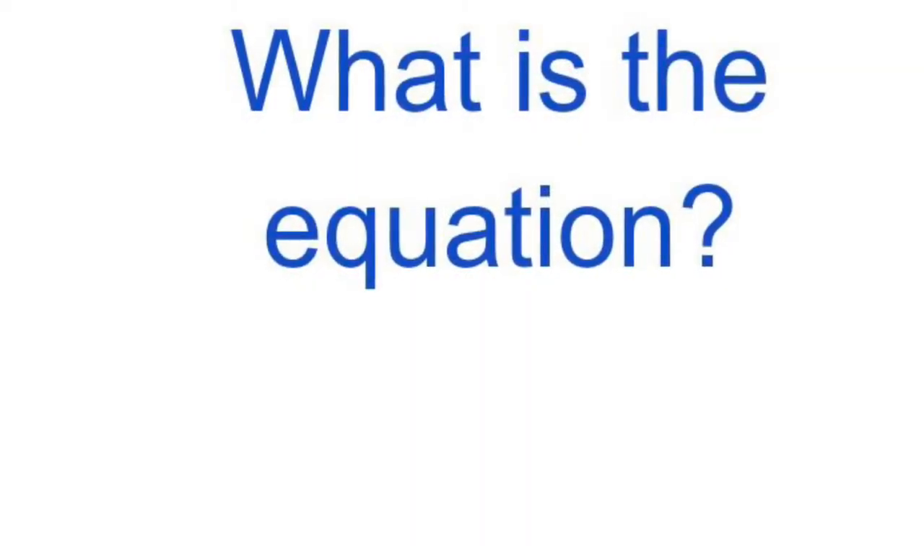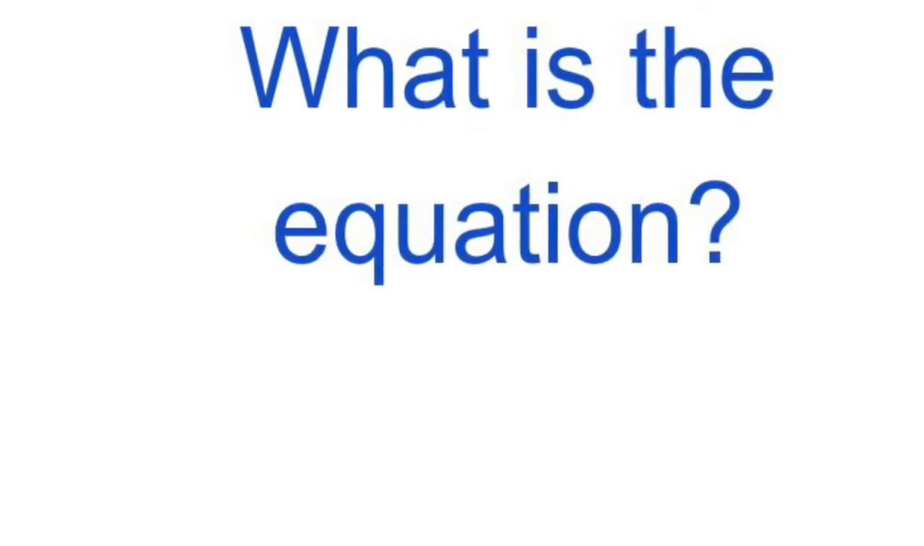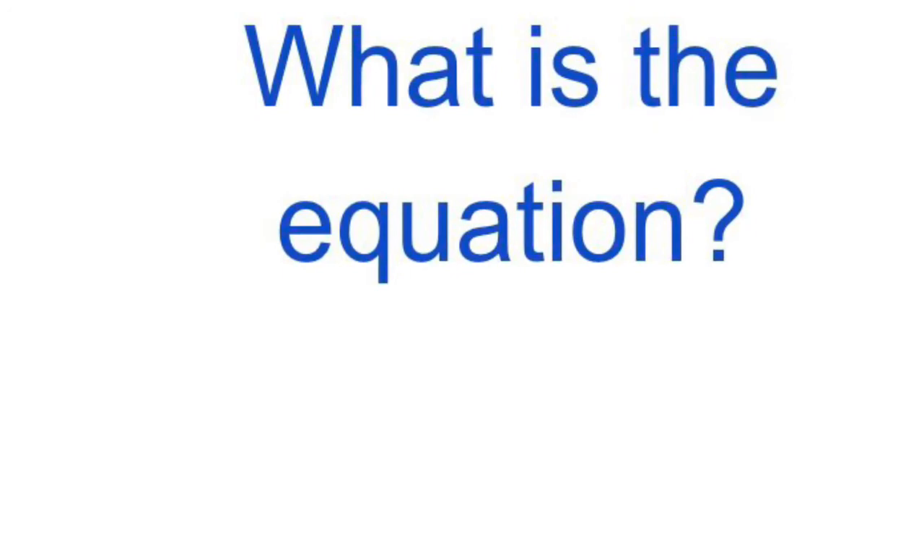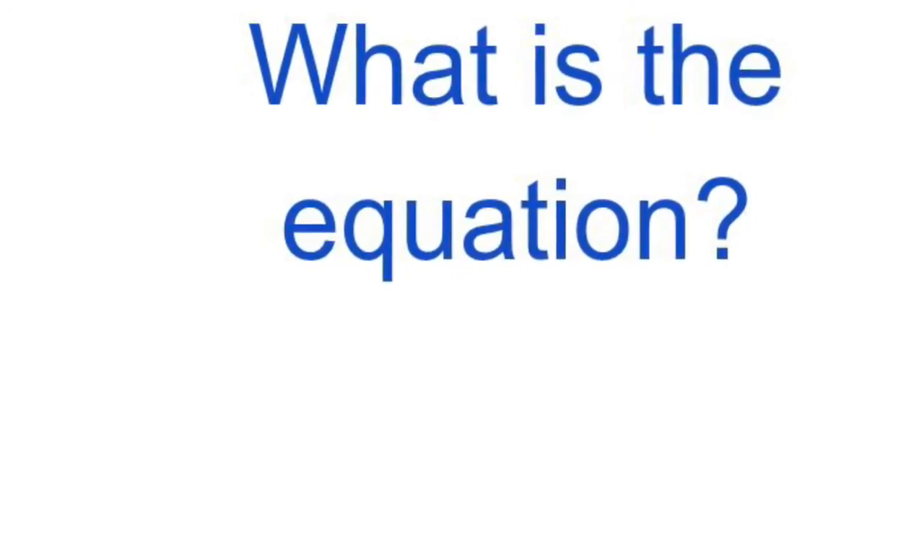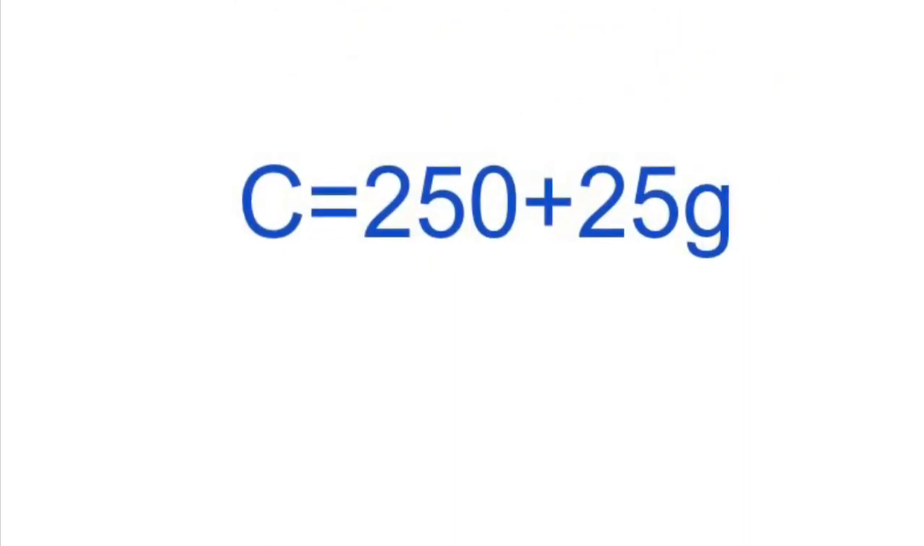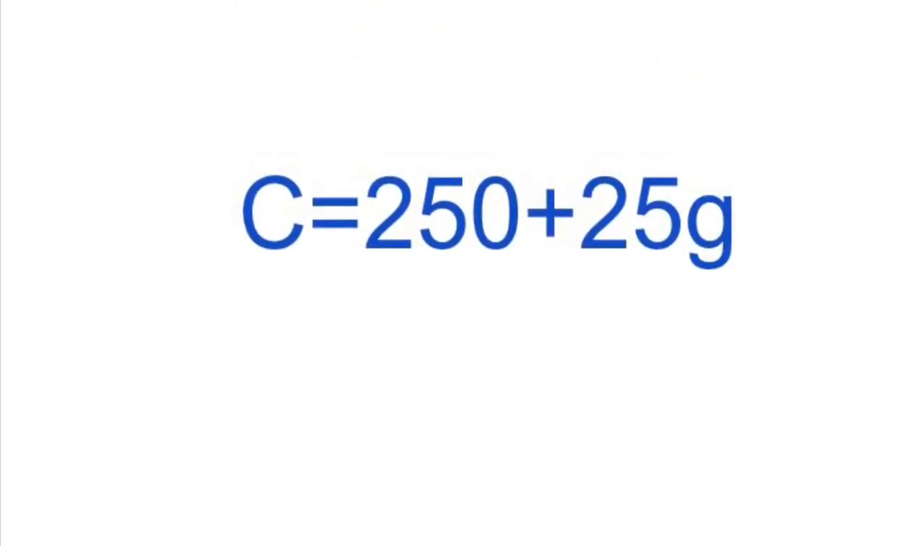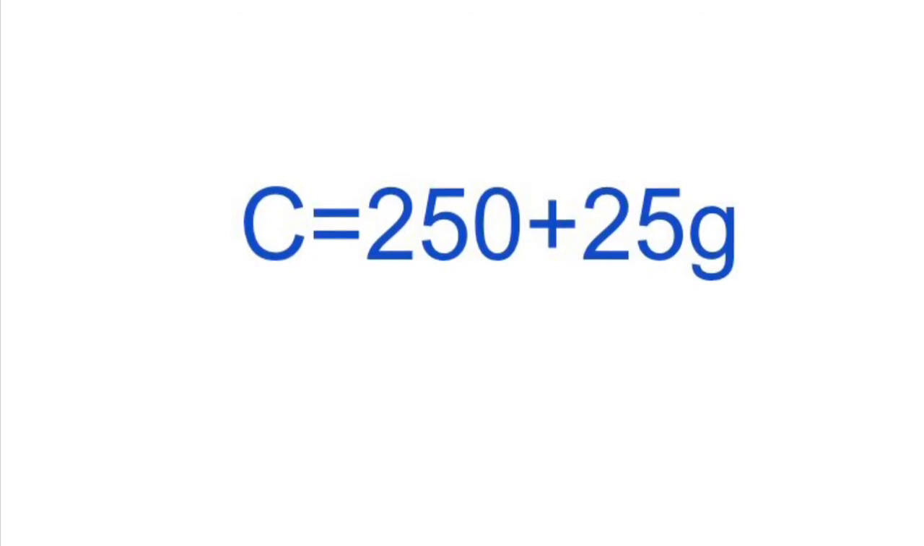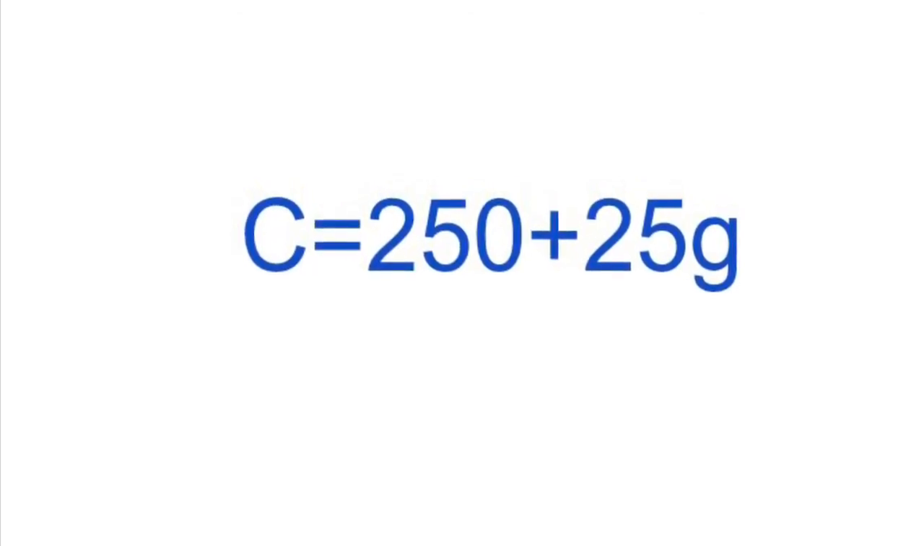And now we need to determine the equation for this relationship between the cost and the number of guests. So don't forget, you need to use the initial value and you need to use the rate of change. And using those two things, you can come up with the equation. So let's use C for cost and G for the number of guests. So our equation would be C equals 250 plus 25G. The cost starts at $250 and then goes up $25 every guest.